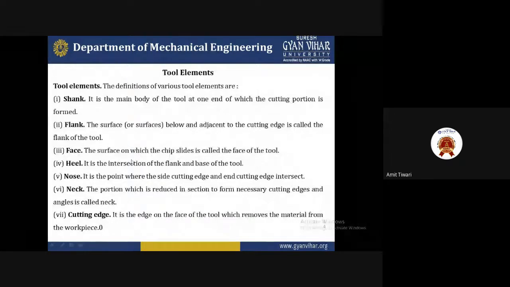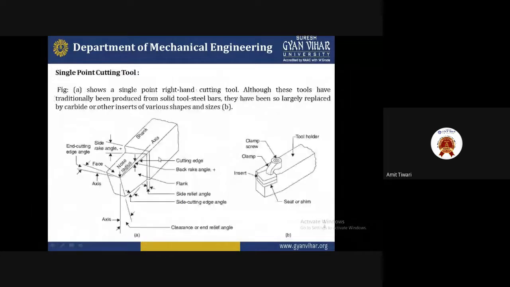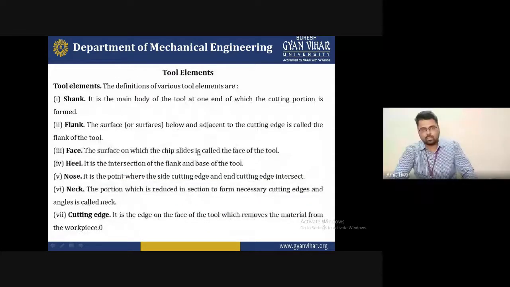Face, that means the surface on which the chip slides is called the face of the tool. This is the face where the chip slides when the material is removed. With the help of this tool's cutting edge, the material is removed and the chips are formed and slide over the surface of the face of the tool. That's why we can say this is the face section, where the chip slides over the surface of the tool.